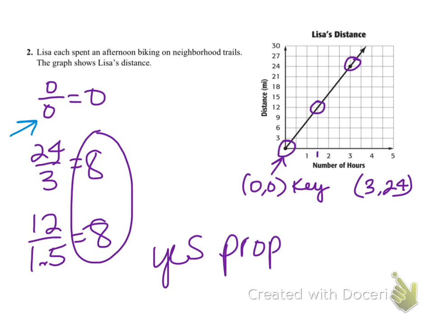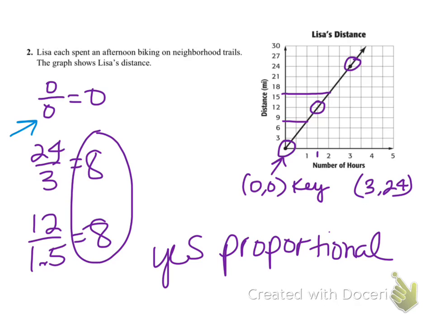What this tells us is that she is riding her bike 8 miles per hour. We can go through here and see that at 1 hour she should be at 8. About that. At 2 hours she should be at 16. Looks about like that to me. And then at 3 hours she ends up at 24.